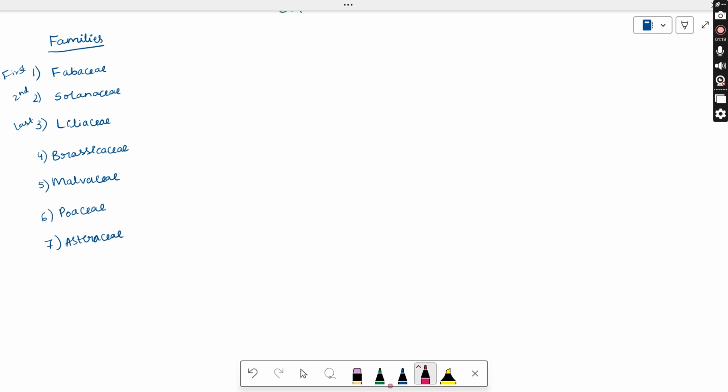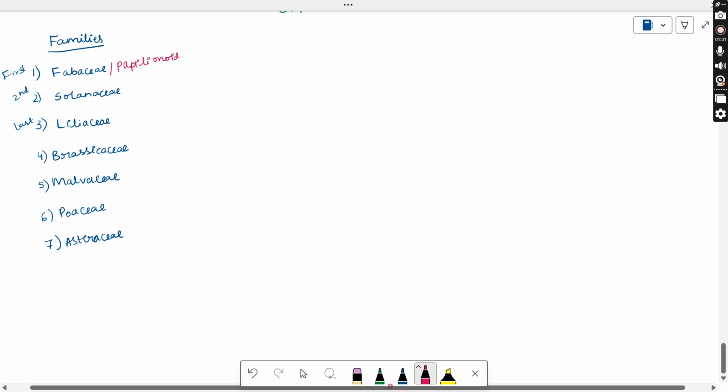So coming to the first family, F for Fabaceae. The old name is Papilionoidae, and it belongs to Leguminosae. So most of the legume plants come under this. Solanaceae is also called the potato family. This potato family also has a newer name, the nightshade family. And the other name of Liliaceae is the lily family.